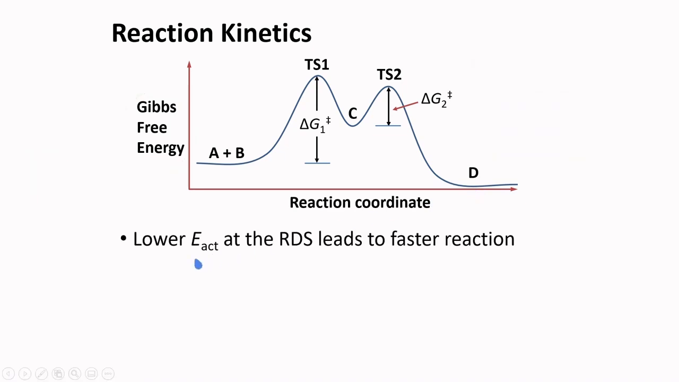A lower energy of activation at the rate determining step leads to a faster reaction. We have two steps here. A plus B will form C, and C will form D. Given that there is a higher energy of activation in the first step, we can say that the first step must be slower than the second step. If we lower this energy of activation, then the rate of the first step will increase and the reaction overall will be faster.